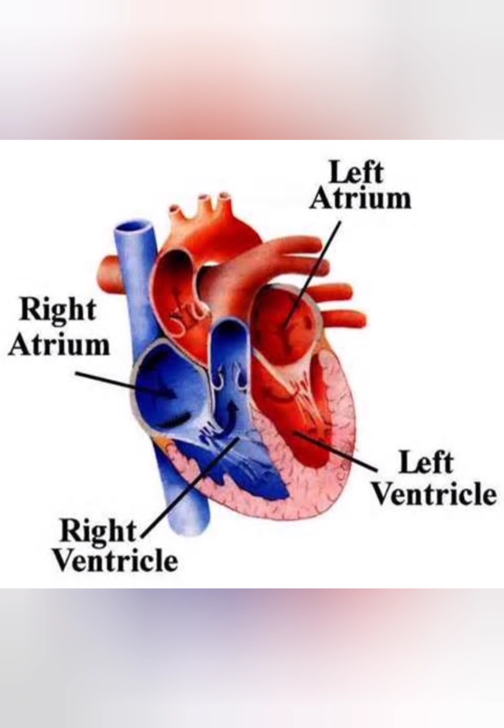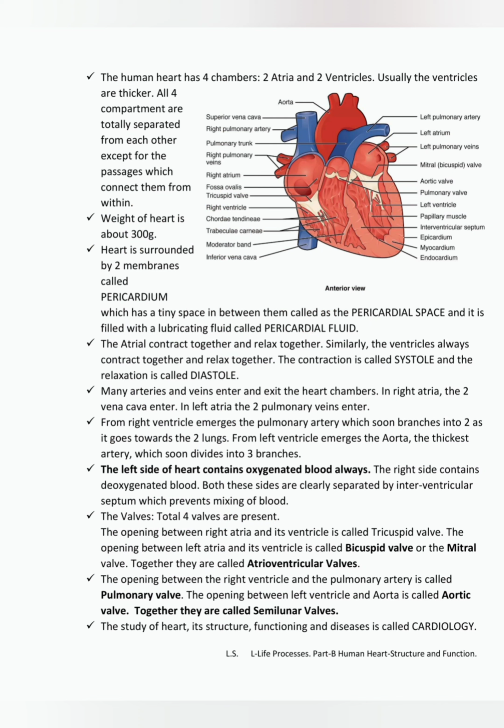The human heart has four chambers, two atria and two ventricles. Usually the ventricles are thicker than the atria. All four compartments are totally separated from each other, except for the passages which connect them from within. The weight of the heart is about 300 grams.